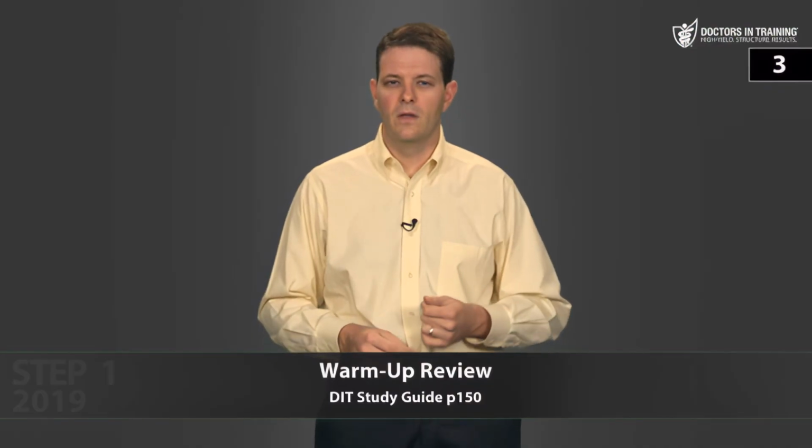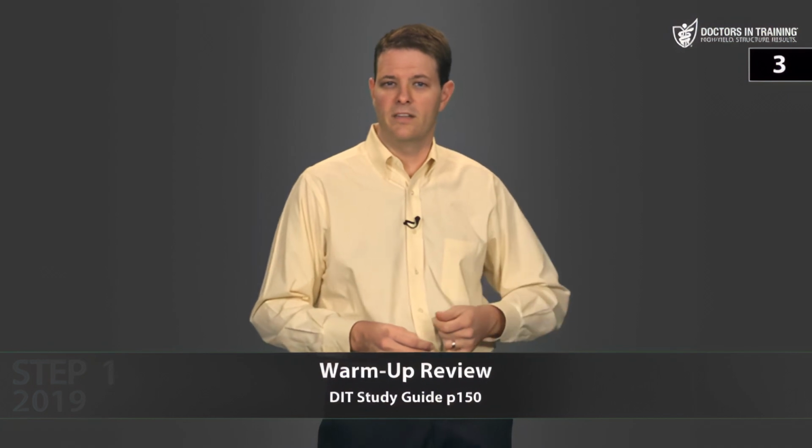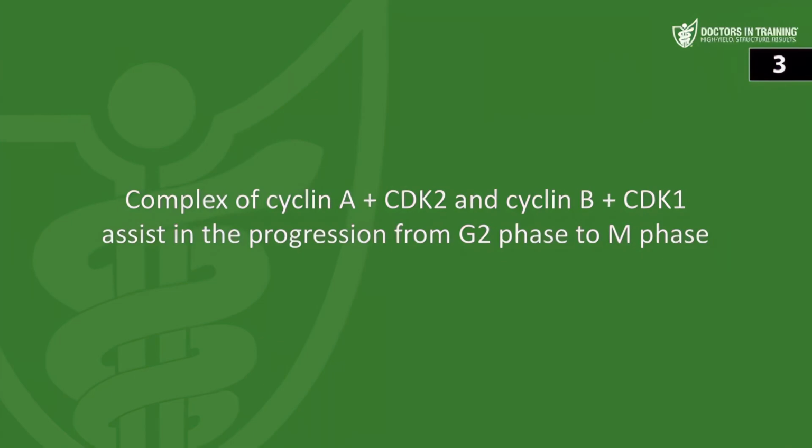And the last question, the complexes of cyclin A and CDK2 and cyclin B and CDK1 assist in the progression of the cell cycle into which phase? These assist in the progression of the G2 phase to M phase. Now we're ready to get started with the lecture.